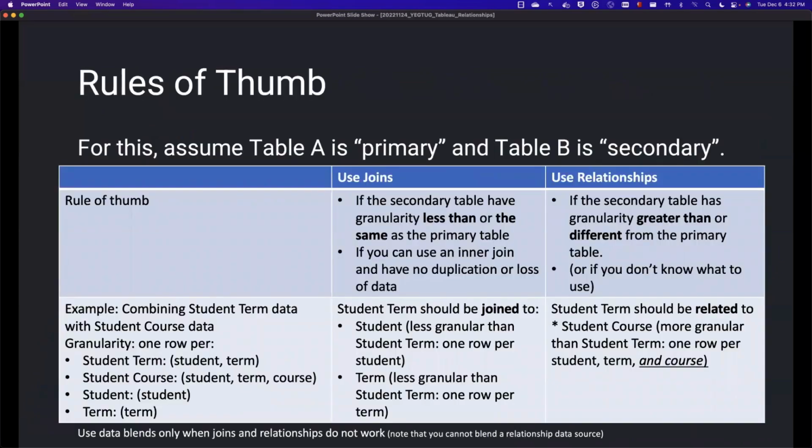Some rules of thumb to keep in mind. It's good to use joins if the secondary table is less than or the same granularity as the primary table. It's also good to use joins when you have no duplication or loss of data if you use an inner join. If you do have duplication or loss of data, you might want to consider a relationship. Consider a relationship when the secondary table is a greater than or different granularity from the primary table.